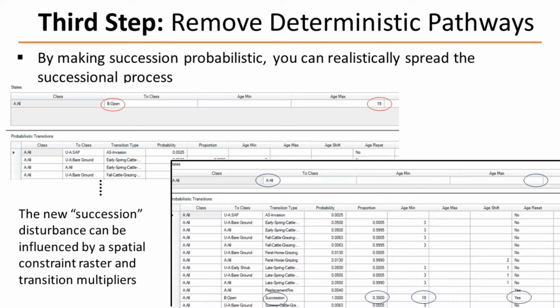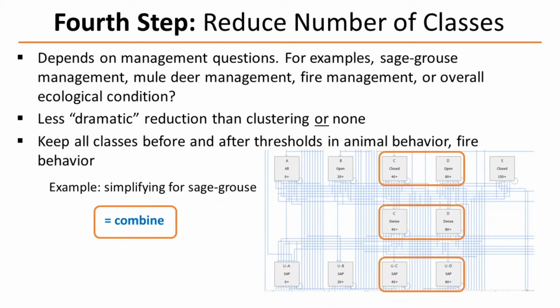So first step, you do this, and you'll say, well, this was boring, blah, blah, blah. And then the next step is you reduce the classes. You do not need to do this. You may want to do this, and it depends on your question.